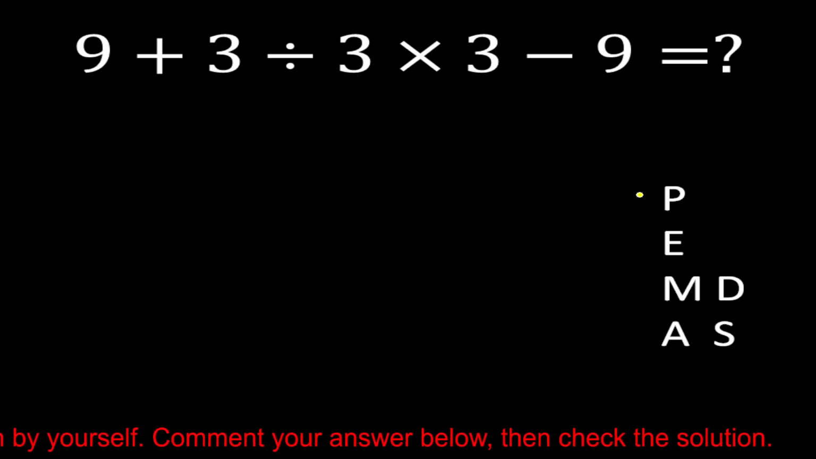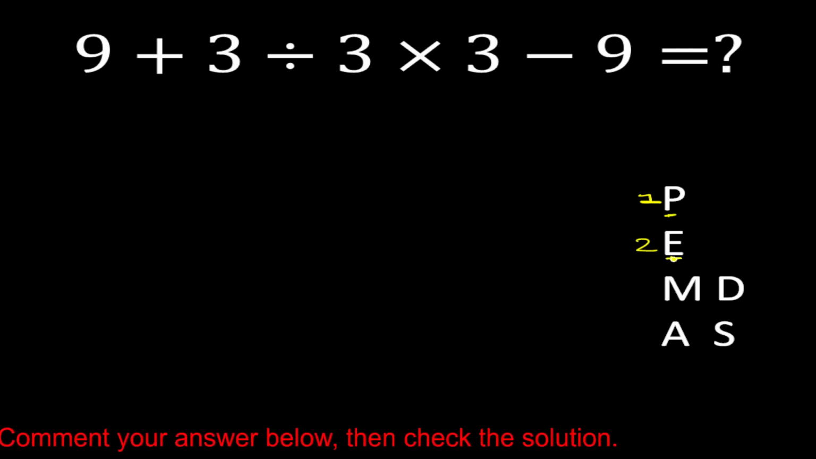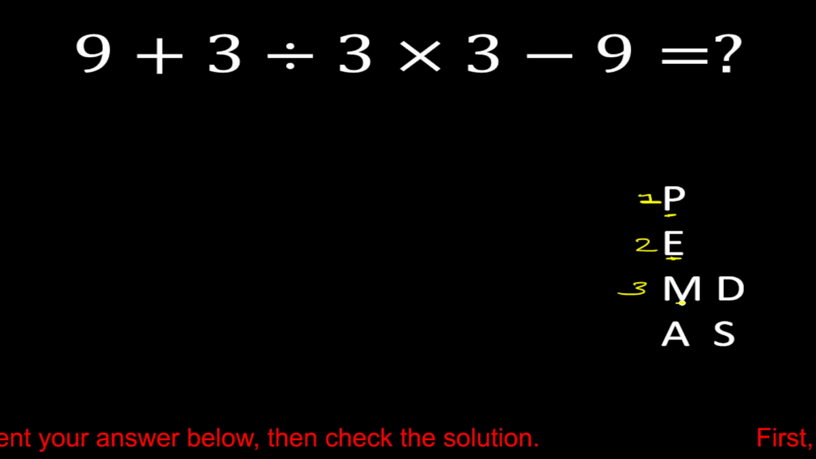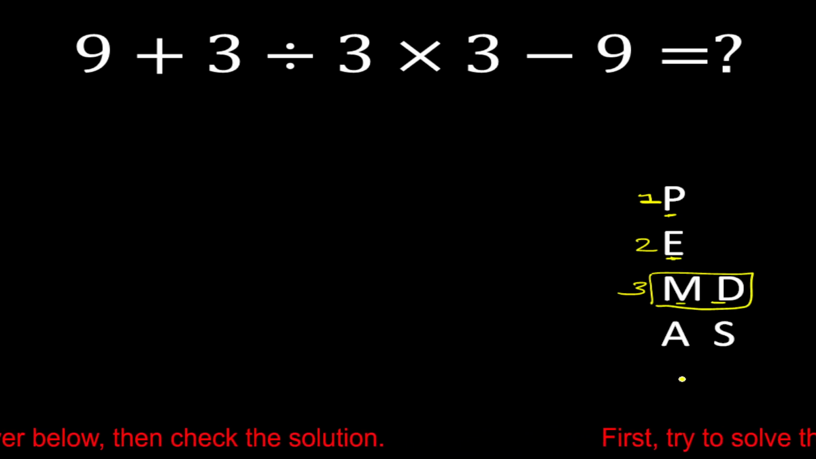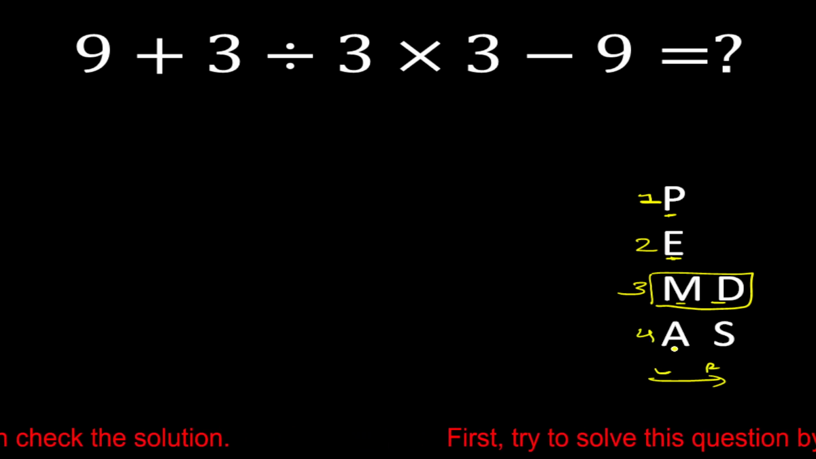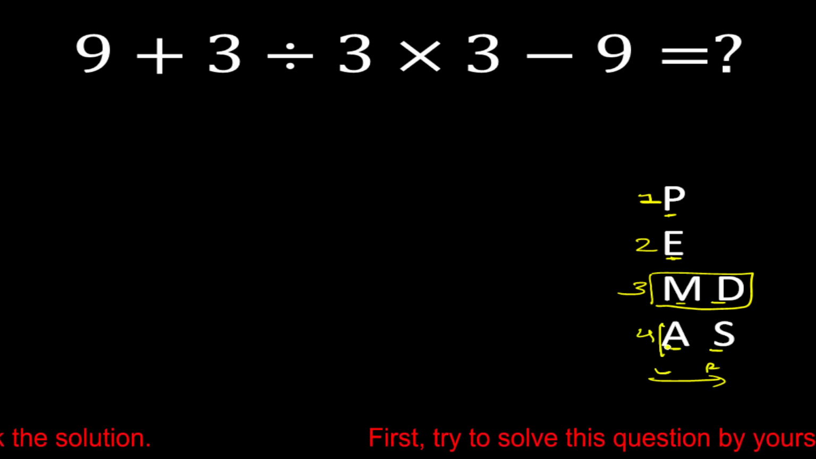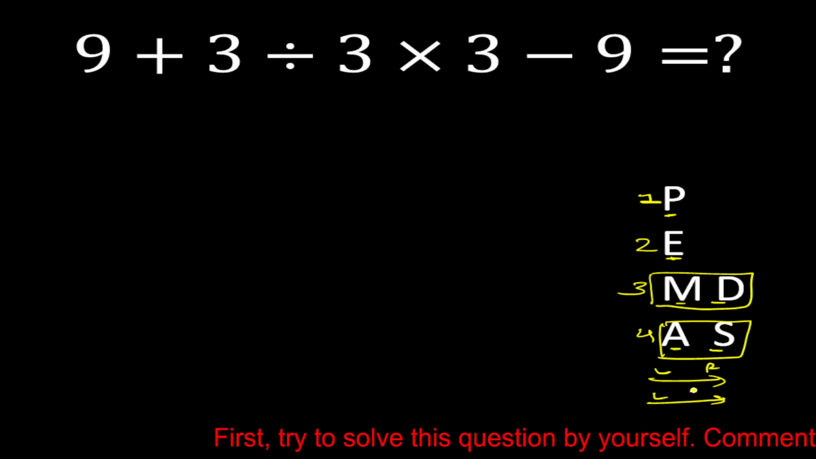PEMDAS means first priority is parenthesis, second priority is exponents, third priority is multiplication and division. Here multiplication and division both have equal priority, so we have to solve it from left to right. Then fourth and last priority is addition and subtraction. Also addition and subtraction both have equal priority, so we have to solve it from left to right.